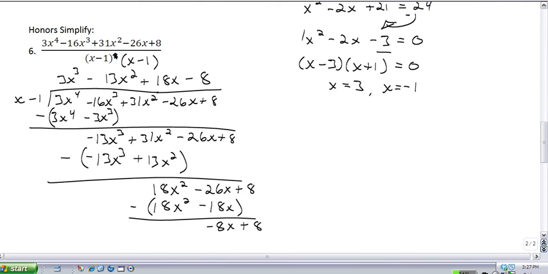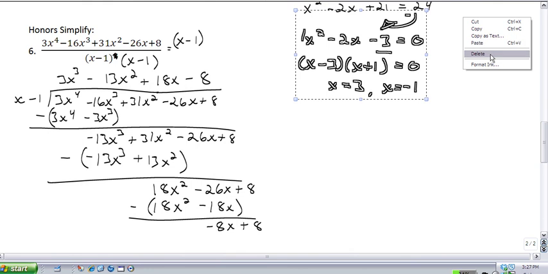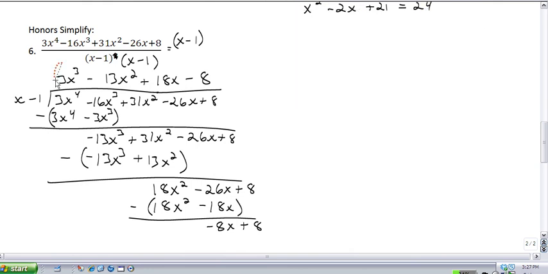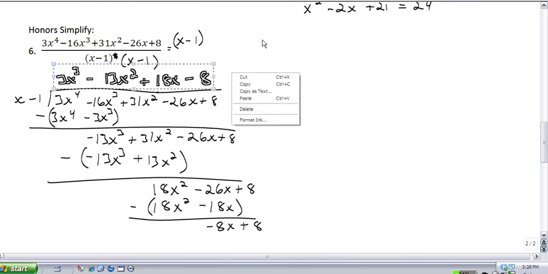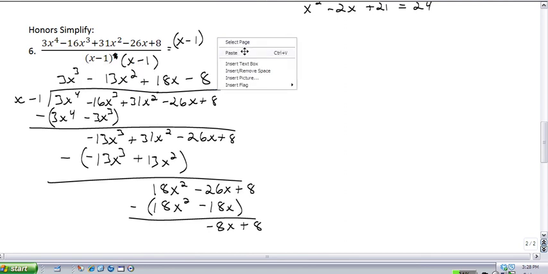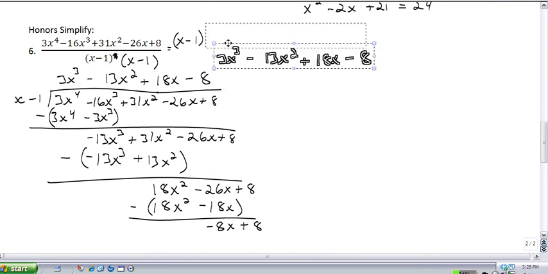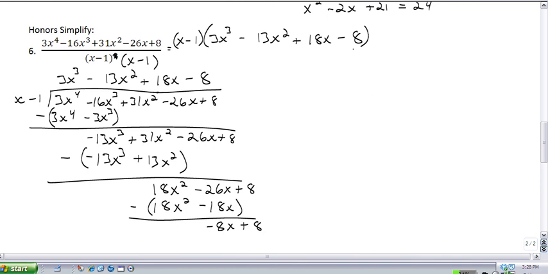And you'd say, well, so that means I can cancel out one of the x minus 1s. I can rewrite the numerator as x minus 1 times the quotient, which is kind of cool. So you're going to be able to cancel out one of the x minus 1s.